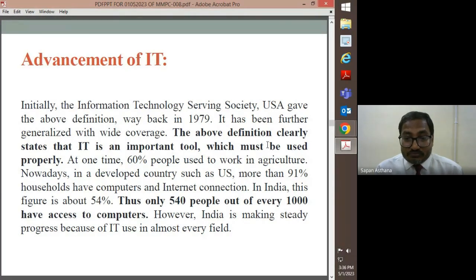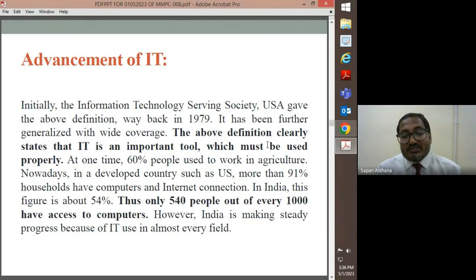As you all know, many students use Facebook, Twitter, and other social media platforms. If I ask how many students follow the pages of Indira Gandhi National Open University, because from there you get lectures and very valuable information for your career. How many of you? Anyone? No. It means, again, the above definition clearly states that IT is an important tool which must be used properly.